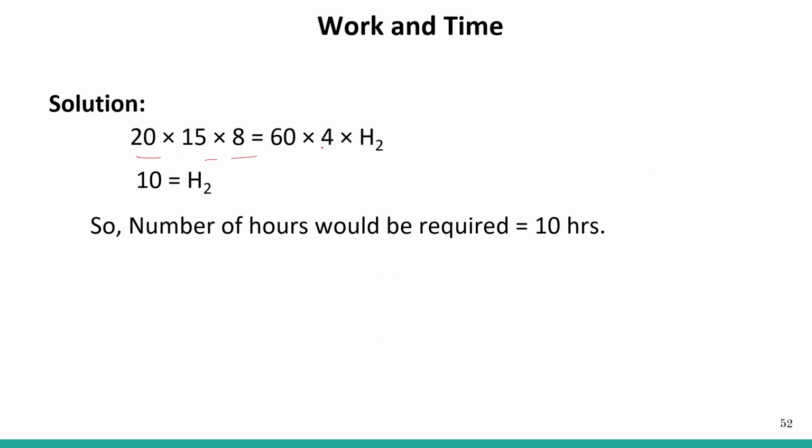So 20 into 15 into 8 is equal to 60 into 4 into H2. So H2 is the unknown here. So H2 will become what? H2 is actually equal to 20 into 15 into 8 by 60 into 4.